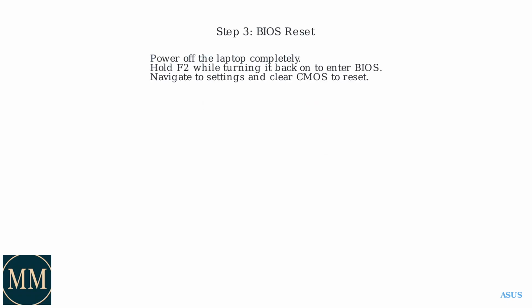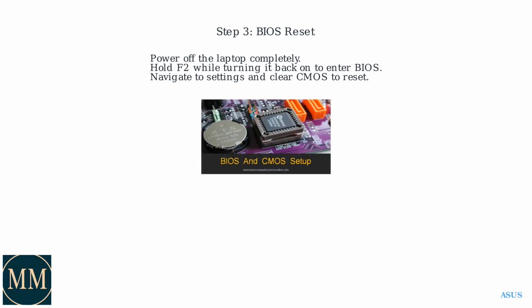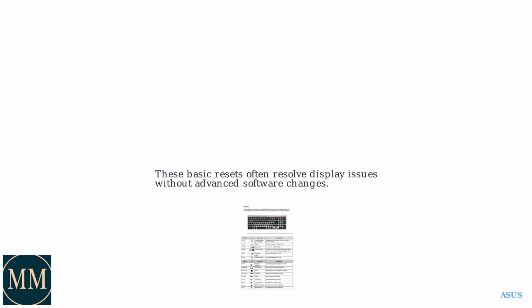For a more thorough reset, perform a BIOS reset. Completely power off the laptop. While holding the F2 key, press the power button to enter BIOS setup. Look for options to clear CMOS settings or reset to defaults. This clears any firmware-related glitches that might prevent monitor detection. Reference the Keyboard Hotkeys guide for your specific model. These basic hardware resets provide a quick way to troubleshoot ASUS ZenBook display problems and are worth trying before more complex fixes.